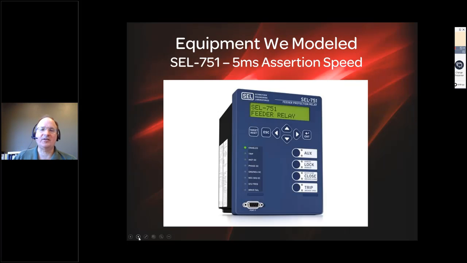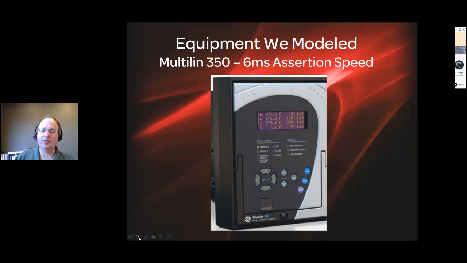We also modeled the SCL751, which has a 5 millisecond assertion time. And we modeled the Multilin 350, 6 millisecond assertion time. Just for the brevity of the presentation, because I am time constrained today, since the assertion time of the Multilin is so close to the SCL, it's 1 millisecond slower than the SCL 751, in the data I'm showing you, I don't have separate models set up for the Multilin. Essentially the results were nearly identical since there was only 1 millisecond of difference between the 2 relays. But we did run those models for the Multilin, so if you're interested in them, please let me know.